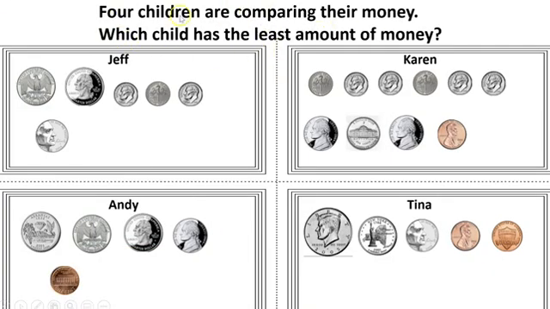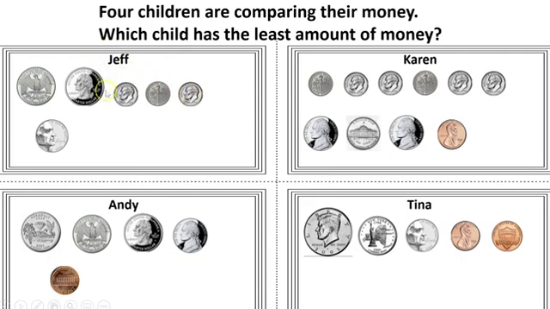Another type of question you might see will look like this. It says 4 children are comparing their money. Which child has the least amount of money? The word least means the smallest amount. I need to count each person's money or coins and figure out the value first, and then I want to choose the one that has the least amount or the smallest amount of money.